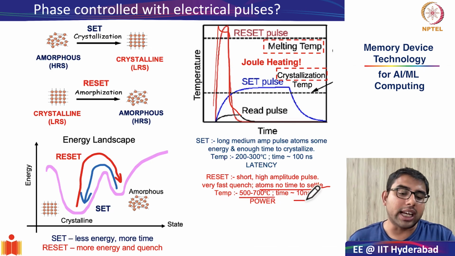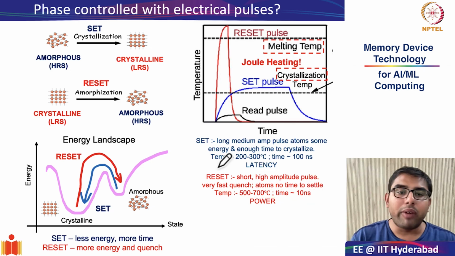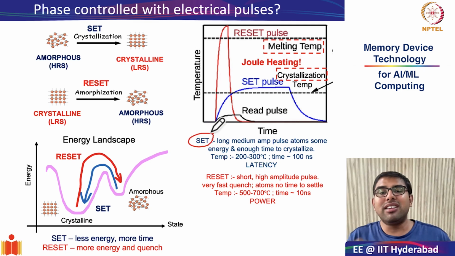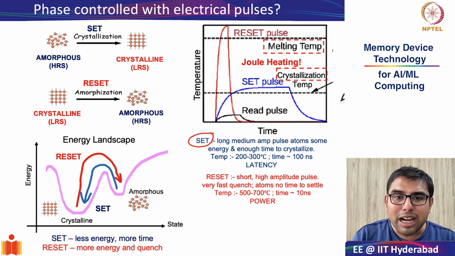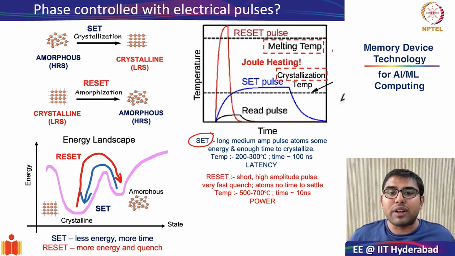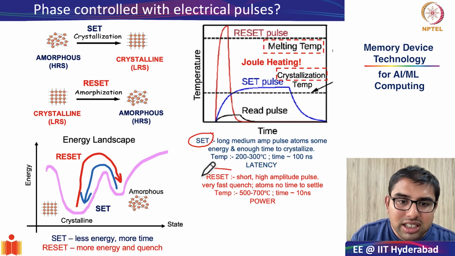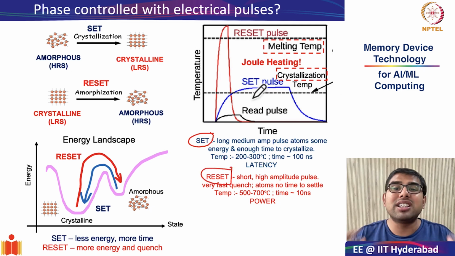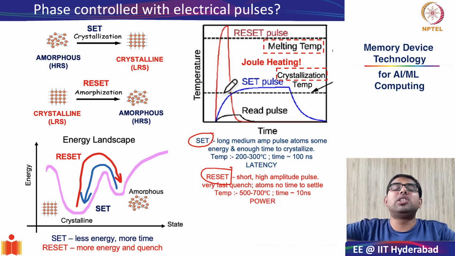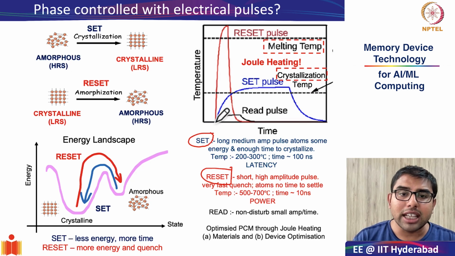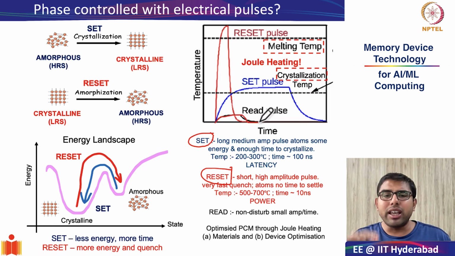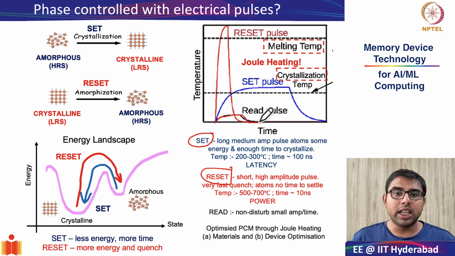So the temperature for this generally in GST films is between 500 to 700 degrees and the time is roughly 10 nanoseconds. And from this you can understand while the set cycle will be the limiting factor for the latency of read and write. Why? Because the set pulse is generally much more elongated to give it enough time to crystallize. The reset pulse is what will define how much power consumption happens because the reset pulse is much larger in amplitude. Finally, to do a non-disturb read, as we can see in this black curve, you apply a very small non-disturb pulse through which you can see whether the device is in high resistance state or low resistance state.